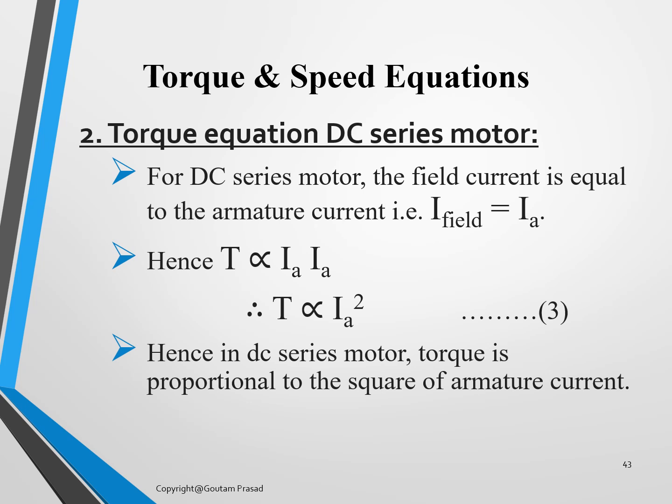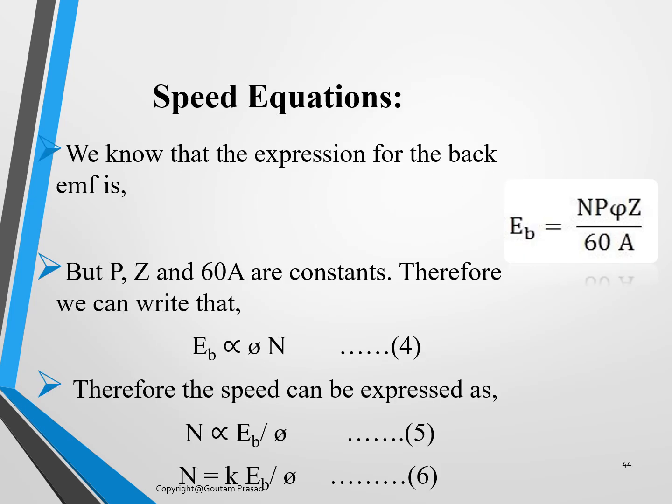And here it concludes that the torque of the DC series motor is directly proportional to the square of the armature current, which is a very significant discussion. And that is why the torque versus armature current graph or plot is not linear, as it was linear in the case of the shunt motor, because there torque was just proportional to the armature current only.